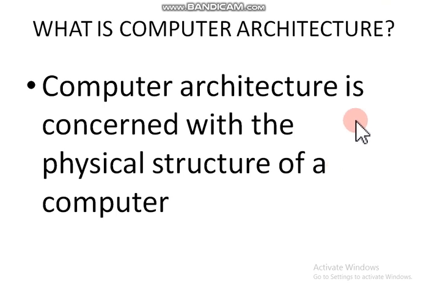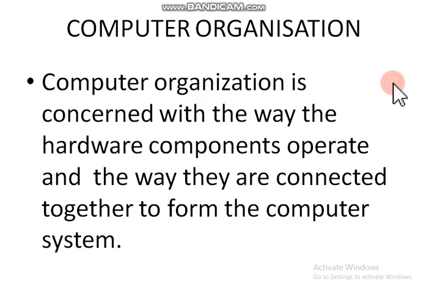Now, what is computer architecture? Computer architecture is basically concerned with the physical structure of a computer. It just has to do with the physical structure of the computer, as simple as that. And then computer organization. Computer organization is concerned with the way the hardware components operate and the way they are connected together to form a computer system.